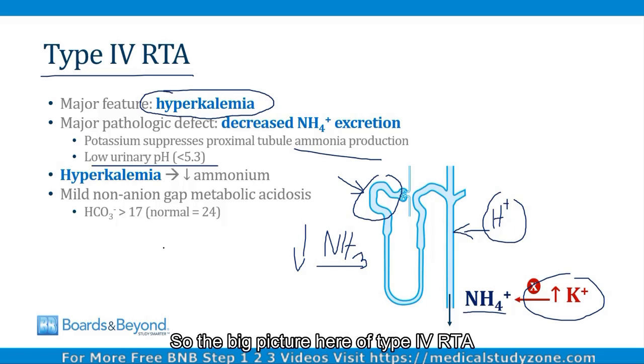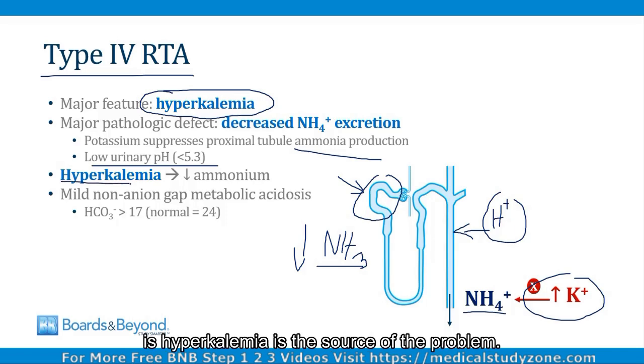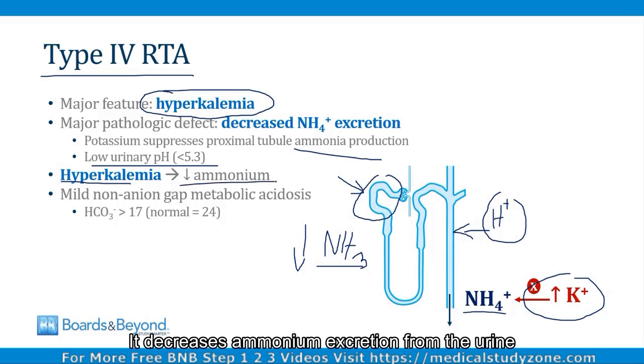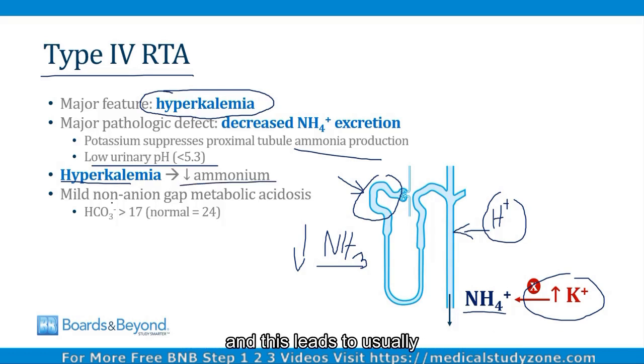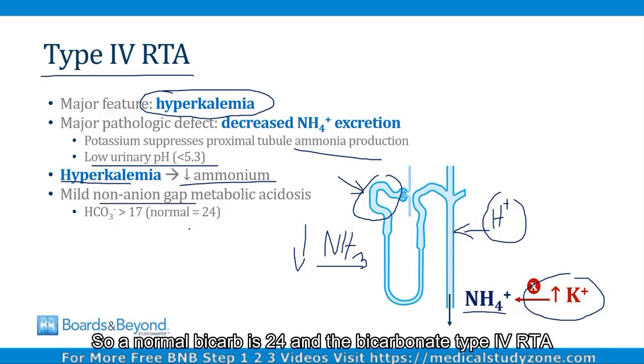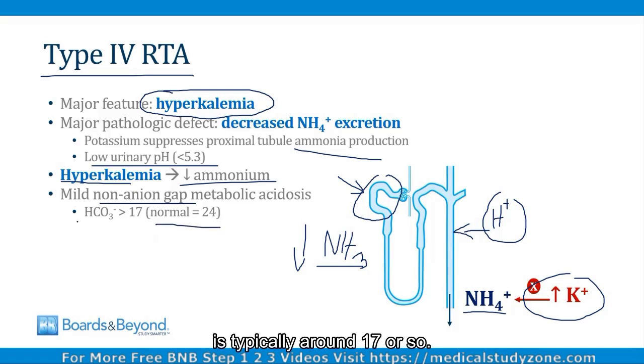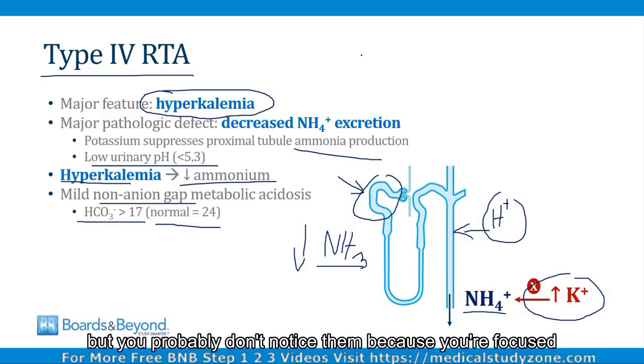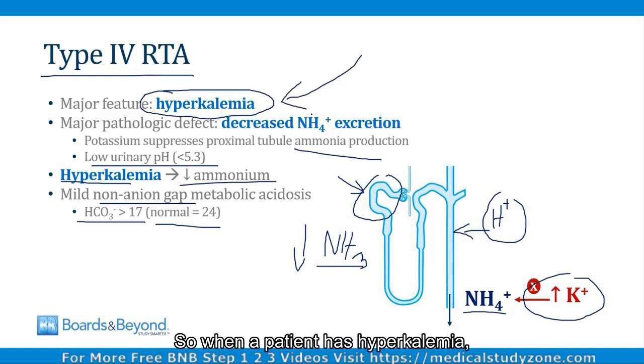So the big picture here of type 4 RTA is that hyperkalemia is the source of the problem. It decreases ammonium excretion in the urine, and this usually leads to a mild non-anion gap metabolic acidosis. A normal bicarb is 24, and the bicarb in a type 4 RTA is typically around 17 or so. You see these patients all the time, but you probably don't notice them because you're focused on the potassium. When a patient has hyperkalemia, that is life-threatening, so it's treated immediately, and you probably don't notice that those patients also have a slightly low bicarb.